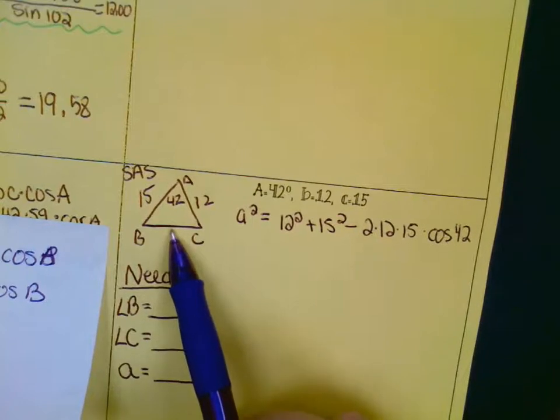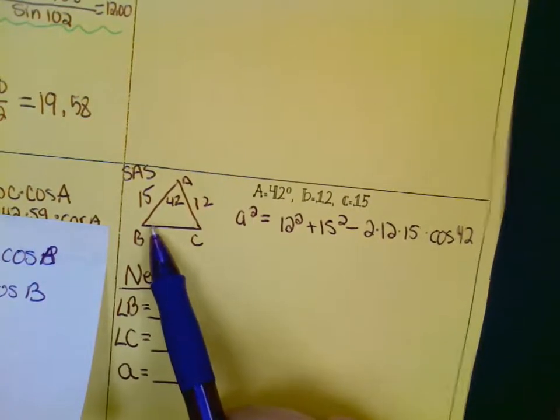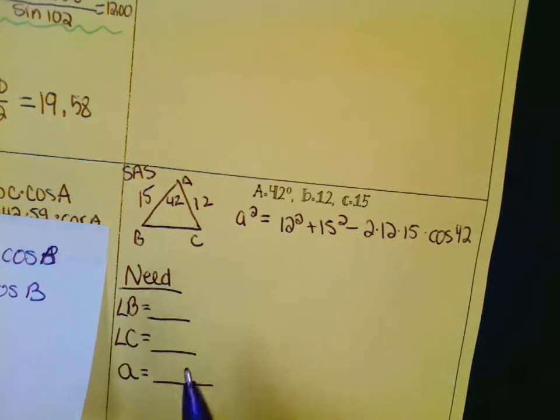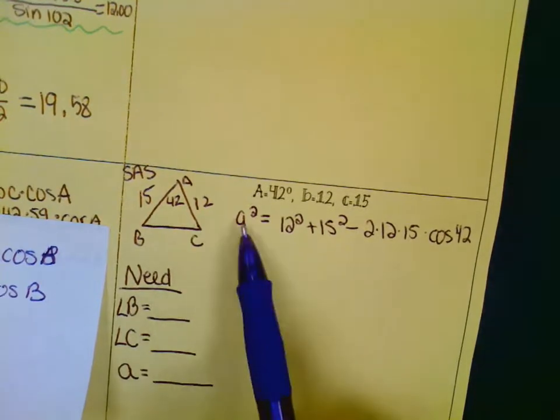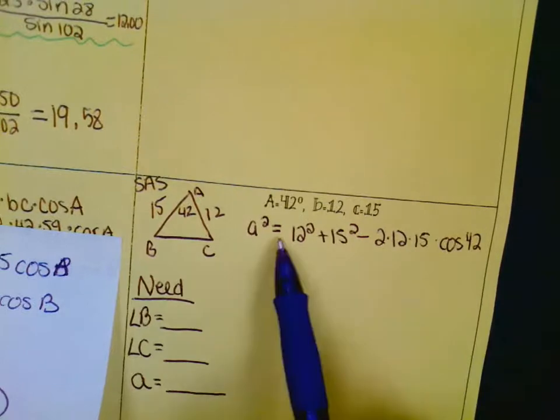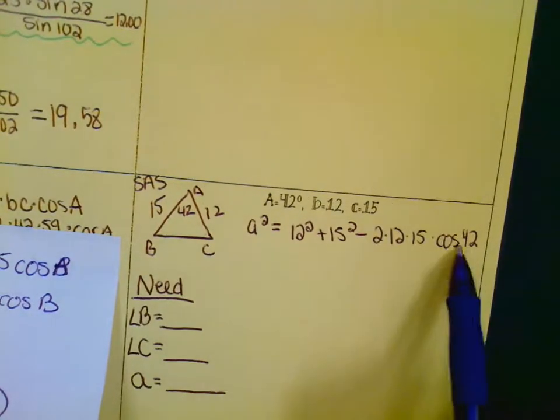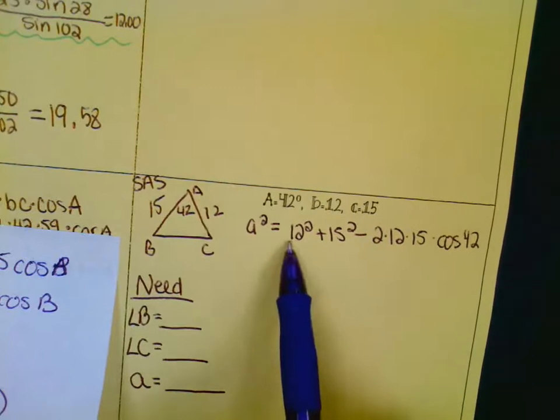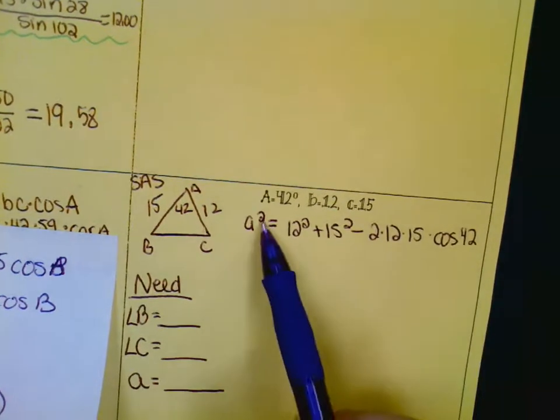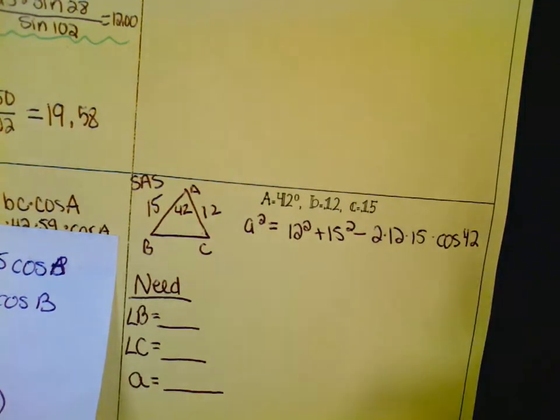And then once we know that, we can use sines to find angle B, and then subtract them from 180 to find angle C. So this one is a lot easier because our variable is over here, not trapped over here. So now all we have to do is order of operations, take the square root to get rid of that, and then we've got it.